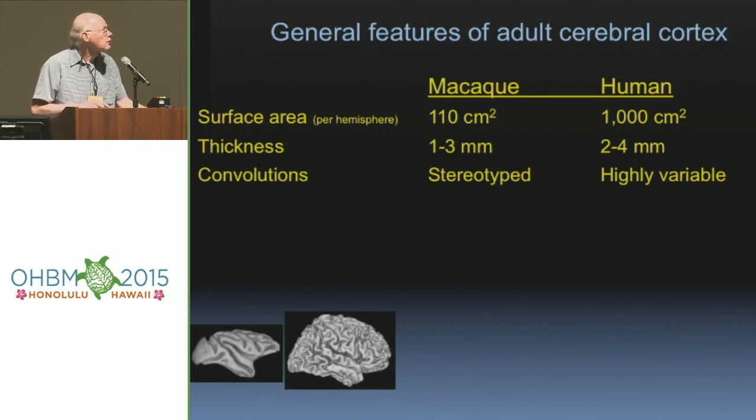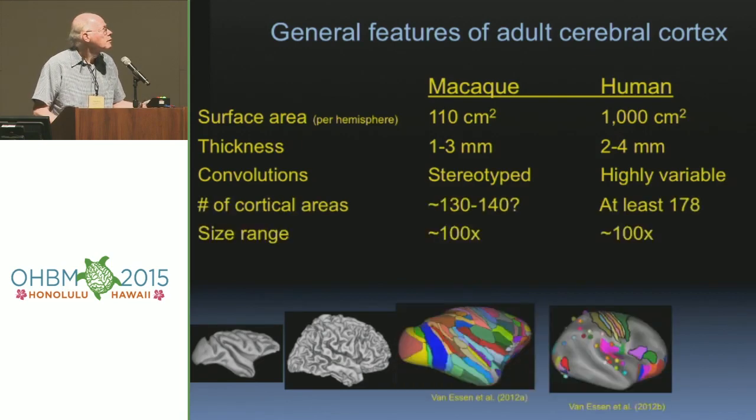One of the most striking characteristics is that the macaque has a highly stereotyped pattern of convolutions. The human, as we'll see, is much more variable in many regions of cortex. The number of cortical areas is a hugely important and intriguing question. By some measures, there are well over 100, perhaps 130 or so cortical areas in the macaque. In humans, it's been speculated for many years that there are more areas than in the macaque, but until recently it's been very hard to get a good reading on that.